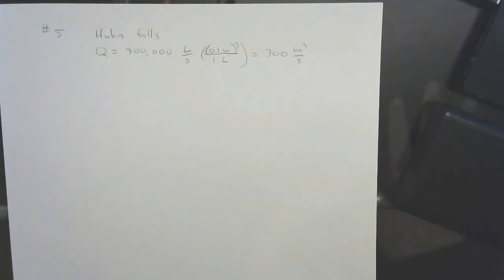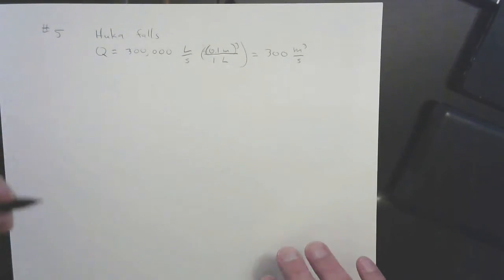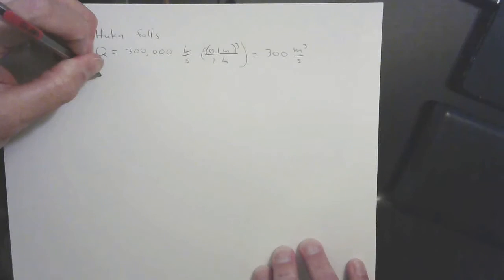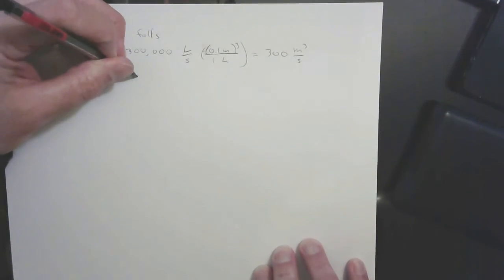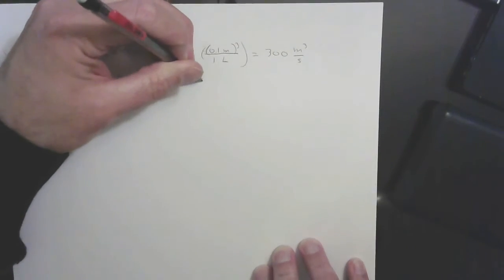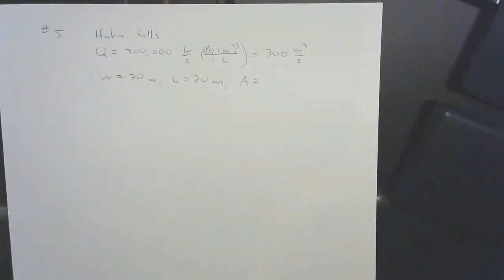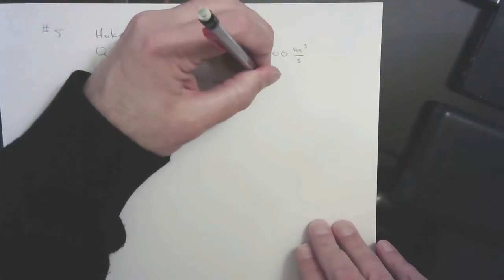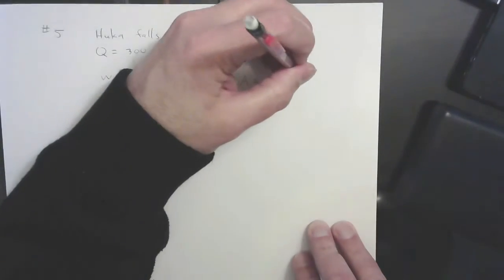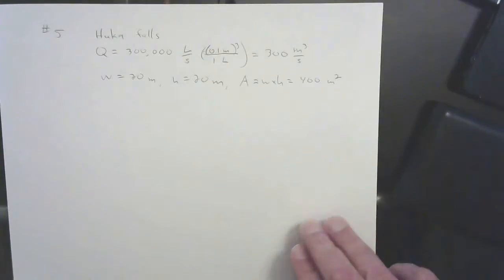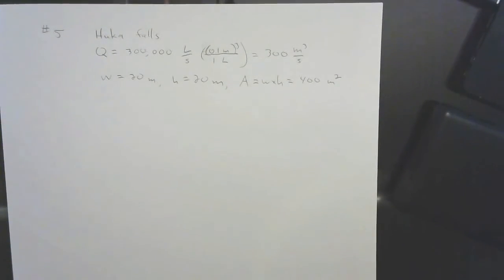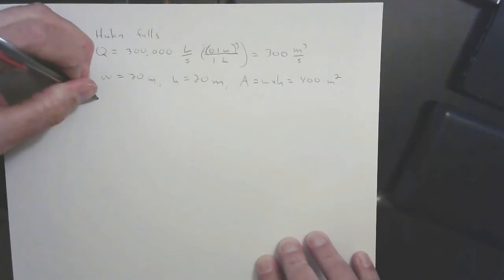Then it says the river gorge at the side of the falls narrows down to a width of 20 meters and a height of 20 meters. So let's go ahead and say you got width times height, which is a cross-sectional area: 20 times 20, or 400 square meters. That's our gate. The water all has to go through that gorge, through this imaginary gate of that area.